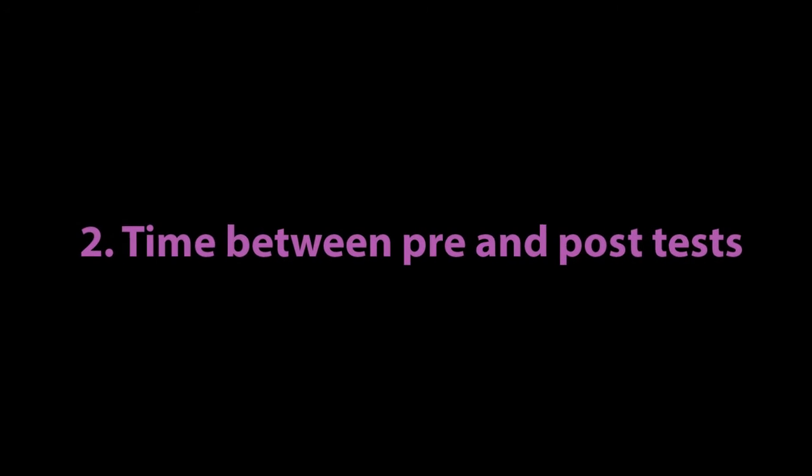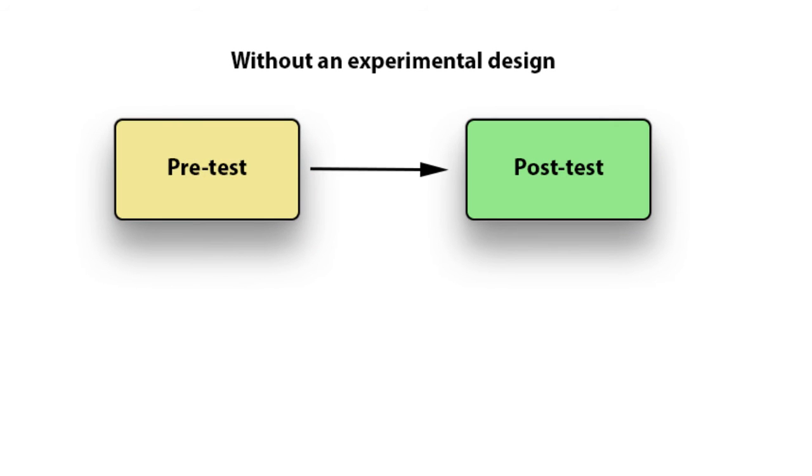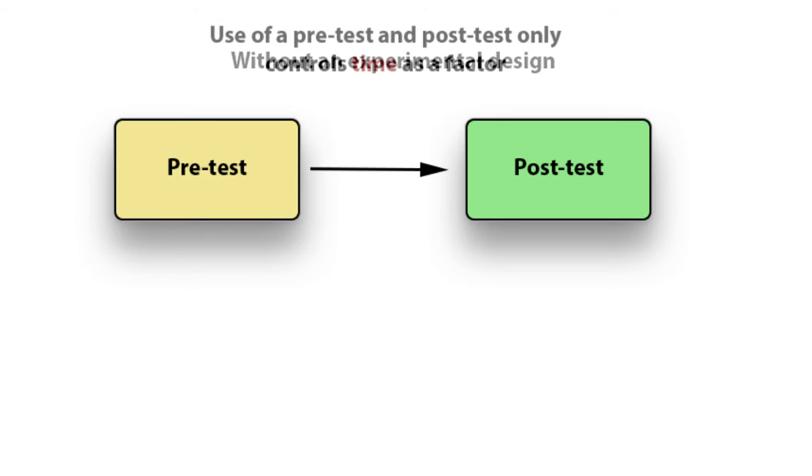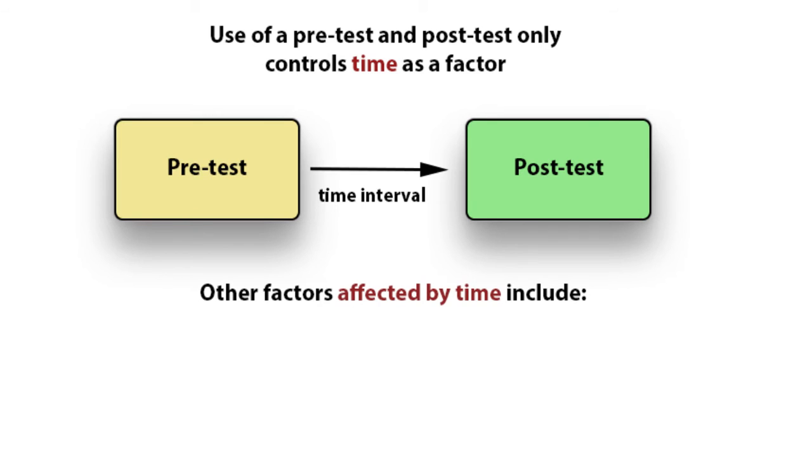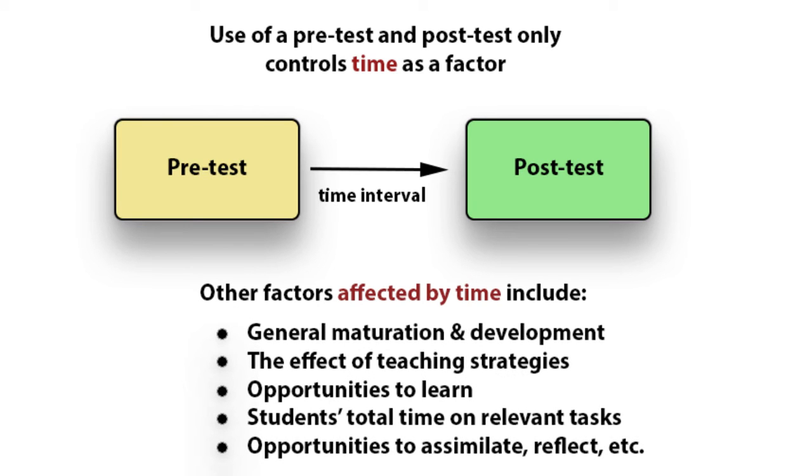If a pre- and post-test are used without an experimental design, the only factor really controlled is the time interval between the tests. This time interval is critical as a number of other factors are affected by the passage of time. For this reason, generally it is not feasible to interpret an effect size without considering the amount of time between pre- and post-tests.